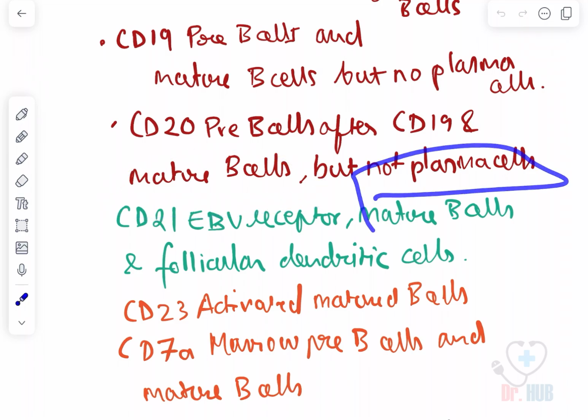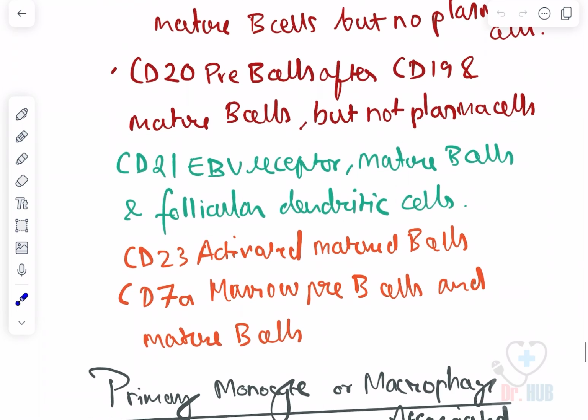Next, the CD21, it includes the EBV receptor, mature B cells and the follicular dendritic cells. CD23 is the activated mature B cells. CD72 is the marrow pre-B cells and the mature B cells.